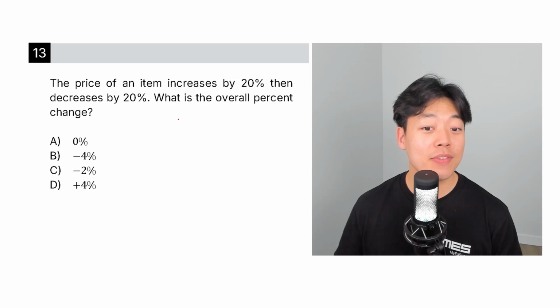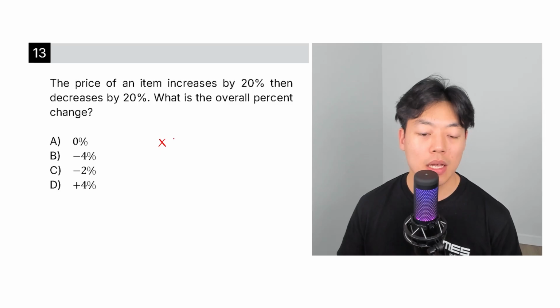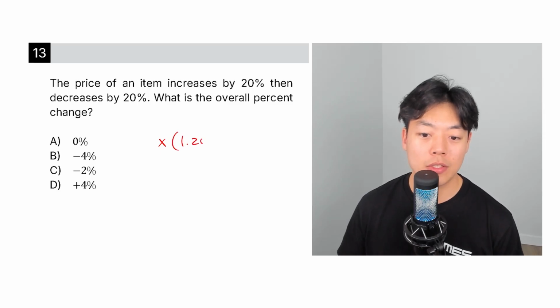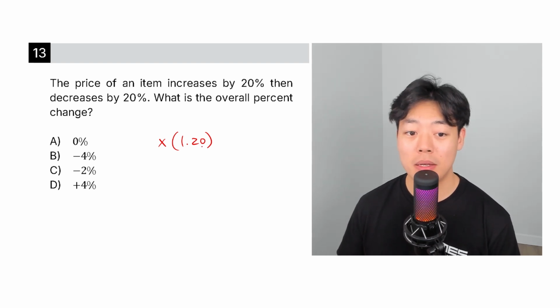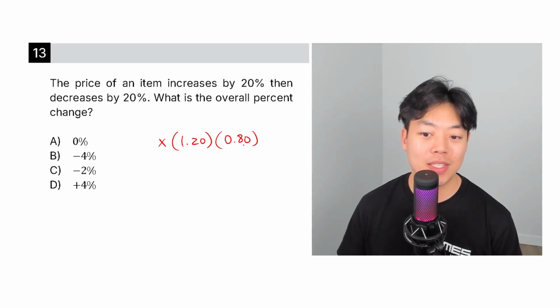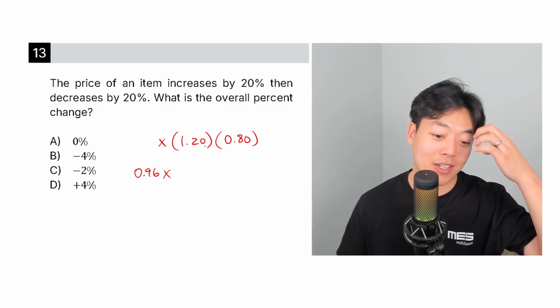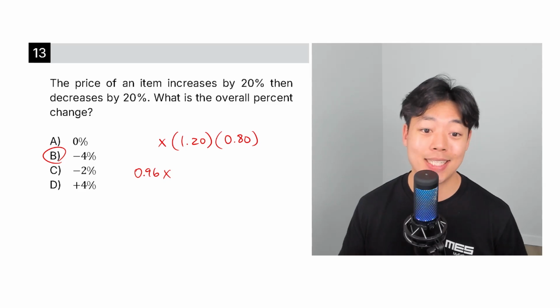Number 13, the price of an item, let's say it is x, increases by 20%. So x times 1.20, since it's increased by 20%, then decreases by 20%. So decrease by 20% means we take 80% of it. What is the overall percentage change? If we multiply 12 times 8, that gives us 96, and this will become 0.96 of x. You can plug it into a calculator as well to check. That shows that the overall percentage change is just minus 4%.